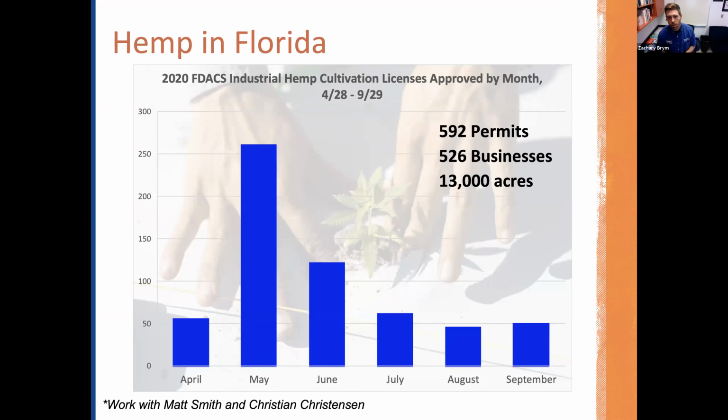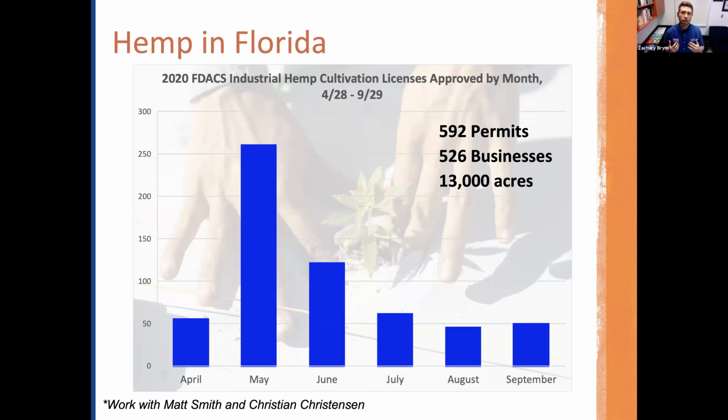By the end of the summer growing season in September, there were almost 600 permits for just better than 500 different businesses, accounting for 13,000 acres. By the end of the year, let's say turn of January, February, this number had already increased, maybe 21,000 acres. Also, reports that I'm hearing from FDAC suggest that maybe 1% of that acreage is actually planted and harvested.